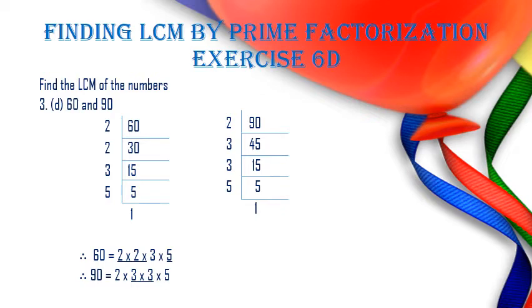Now children, 2 occurs 2 times in 60, 3 occurs 1 time in 60, and 5 occurs 1 time in 60. In the same way, in 90, 2 occurs 1 time, 3 occurs 2 times, and 5 occurs 1 time. And we have to take the maximum number of times in which a particular factor occurs in the numbers. So the LCM of 60 and 90 is 2 multiplied by 2 multiplied by 5 multiplied by 3 multiplied by 3, which is equal to 180. So the LCM of 60 and 90 is 180.